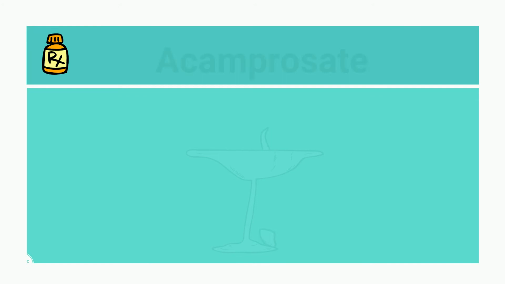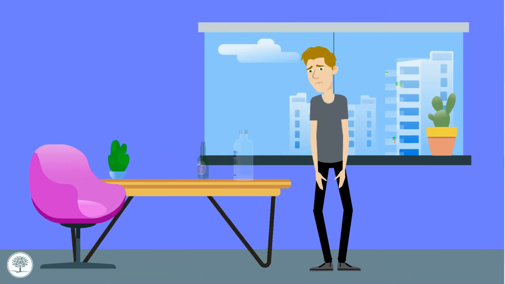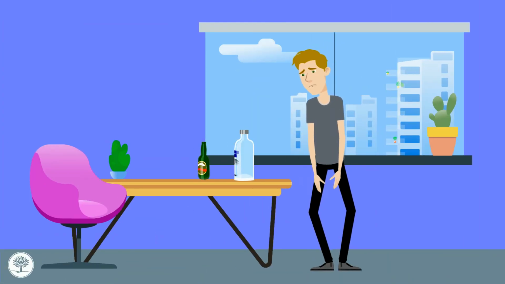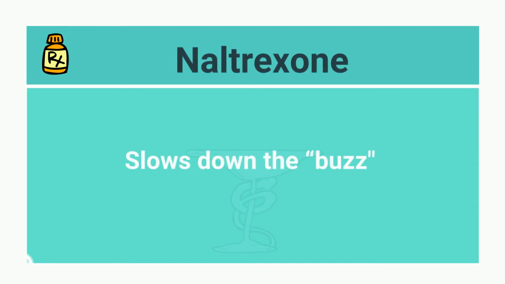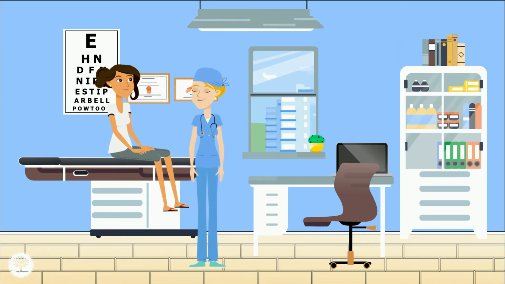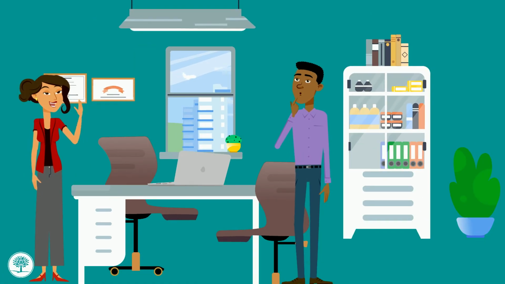Acamprosate is another medication that seems to help stabilize the neurotransmitters and not give you as much of a buzz when you drink. It can be very helpful with alcohol use disorder. The third one is naltrexone. It works by slowing down the buzz or intoxicating effects that you might get from alcohol. And a nice thing with naltrexone is that you get it monthly in shot form. That helps you maintain sobriety quite a bit easier. They also have tablets available that you can take instead of the shot.